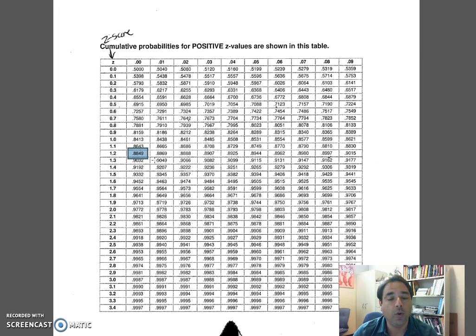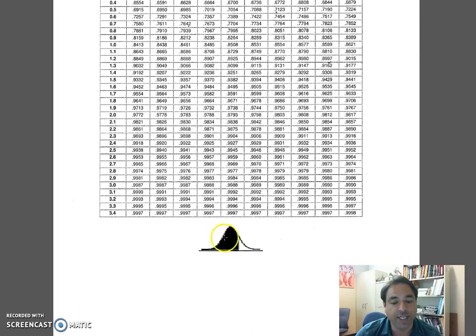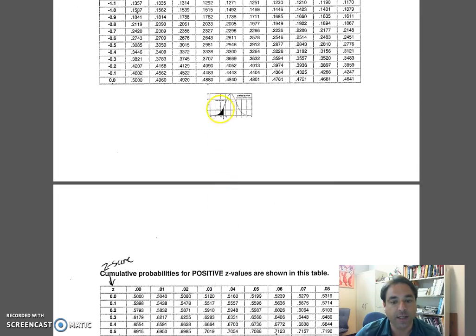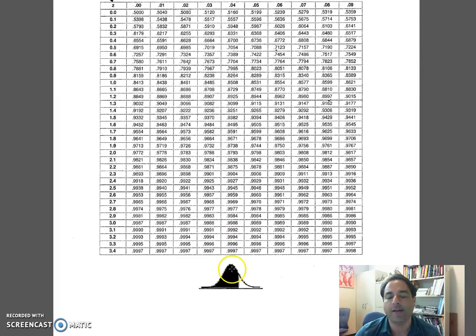The table always tells us the percent below, percent below, percent below. And to help us remember that, if you look at the picture here, it's shading below. It's shading below, even on the negative side. Another thing you'll notice is the negatives are a small little area and the positives are a high area. Well, we're going to talk about what those z-scores mean a bit.